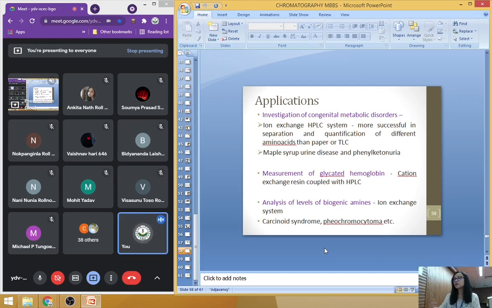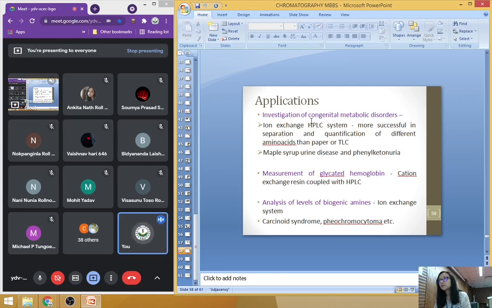Now what are the various applications of HPLC? In terms of our hospital application, one is investigation of congenital metabolic disorders such as maple syrup urine disease and phenylketonuria. So this ion exchange HPLC is more helpful in the separation and quantification of the different amino acids than paper or the thin layer chromatography. So this is much more important.